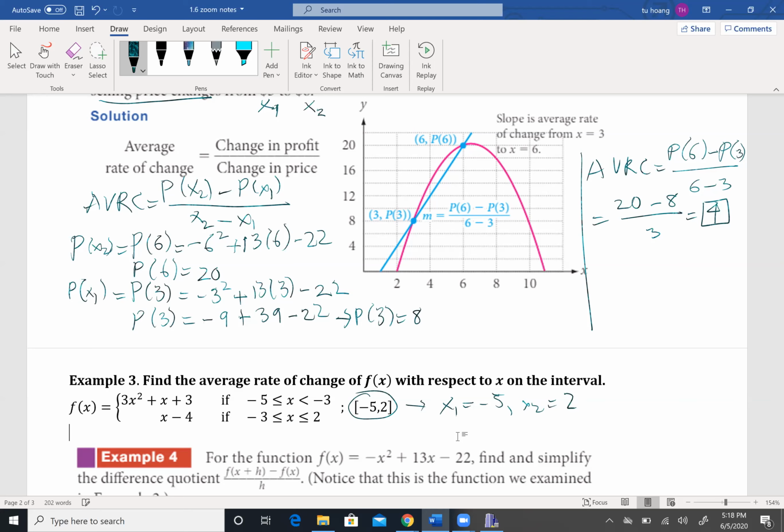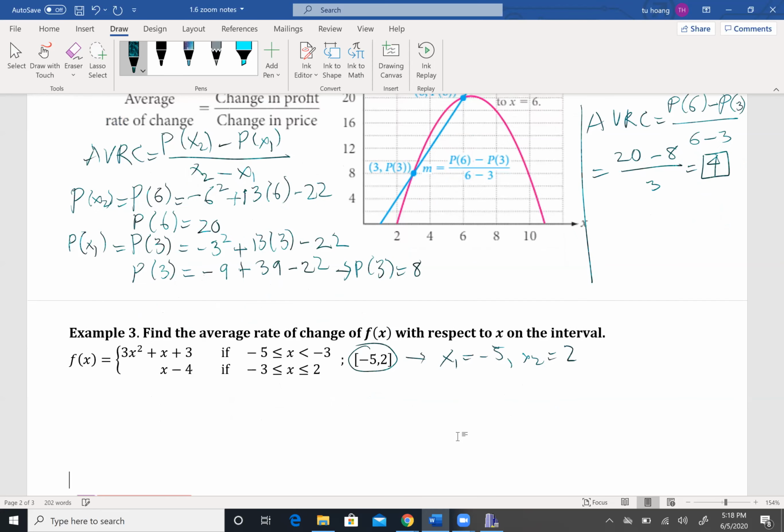Okay, so now because this gives me two values of x, I can just use version number 1 of the average rate of change, and I need to find f of x1 and f of x2. What is that going to be?